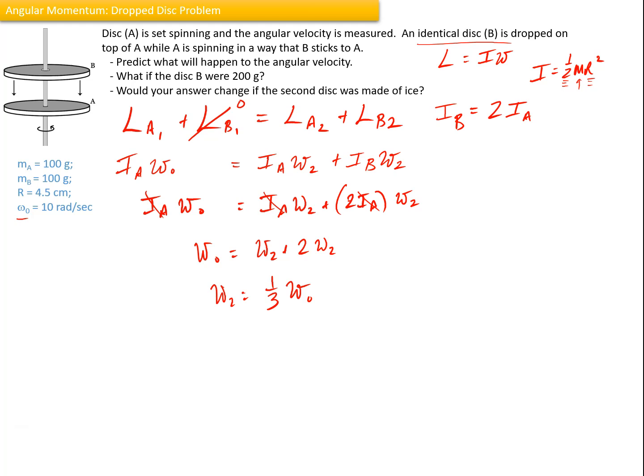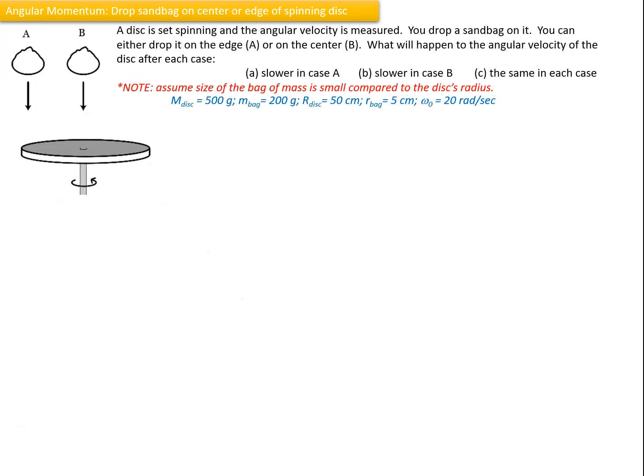If disk B was made of ice and there was no friction between A and B, B couldn't apply a torque on A, it couldn't change the angular momentum of A, and A would just keep spinning the same way as it was. Or in real life, its angular momentum would change very, very slowly, because the torque on it would be very small since the friction force would be very small. All right, let's try one more.